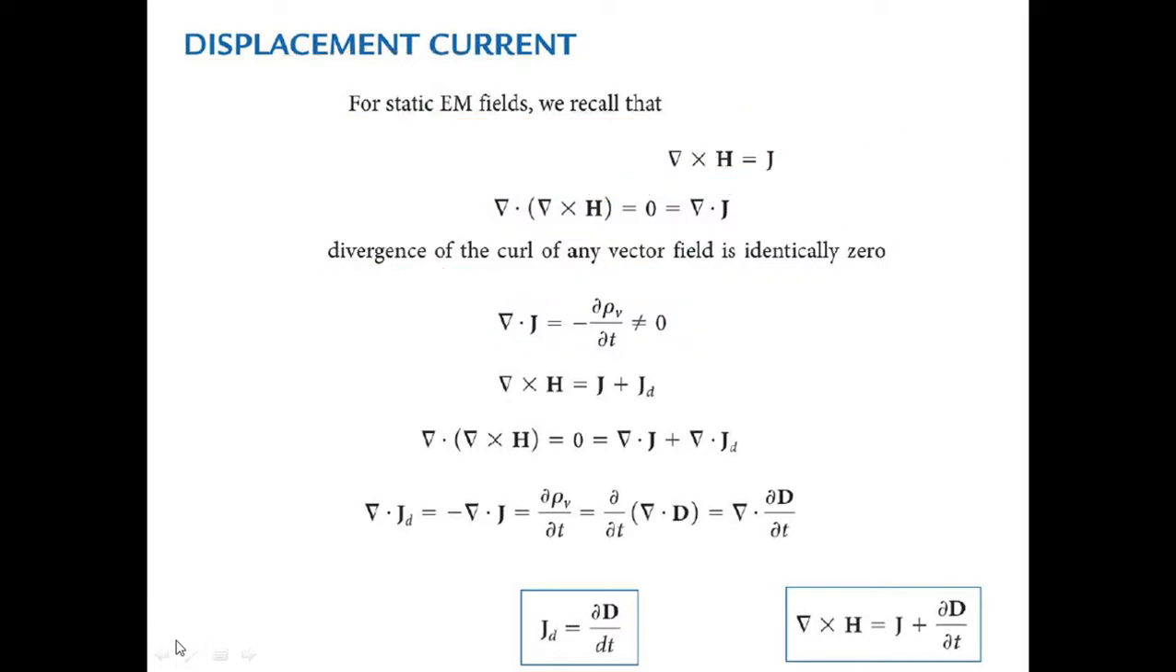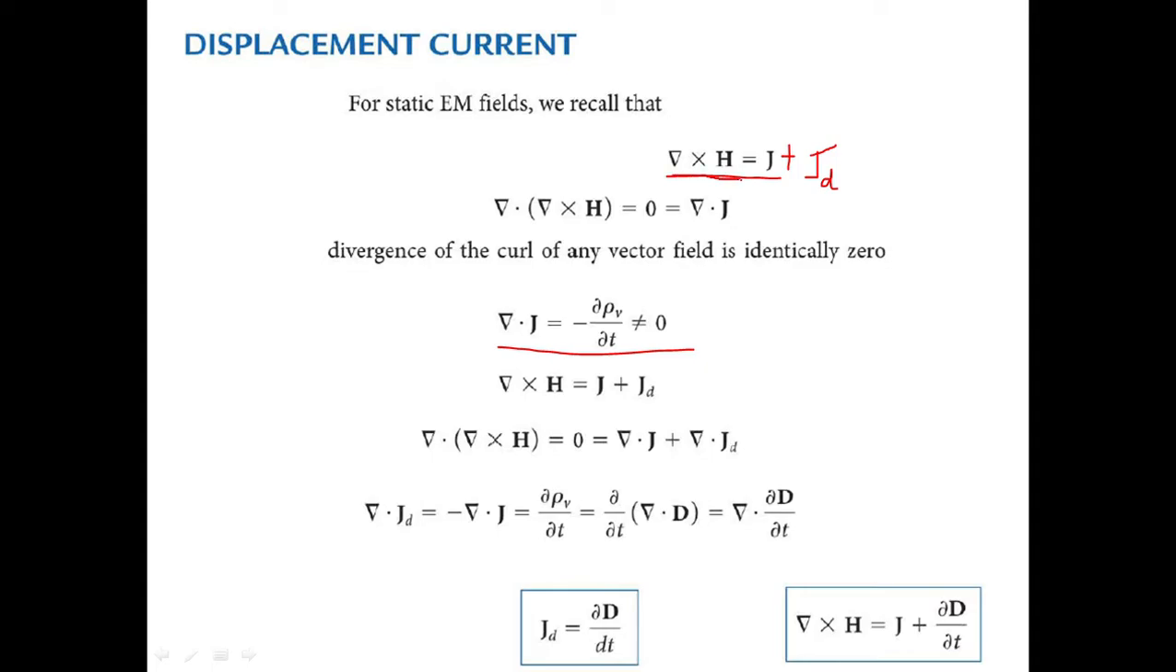So I'll tell you once more, that is from Ampere circuital law we have curl of H vector is equal to J, but when you take divergence on both the sides, we get divergence of curl of H vector is equal to 0, which is nothing but divergence of J vector also is 0. But we have divergence of J vector is equal to minus dou rho v by dou t, which should not be equal to 0. So we'll take one more term here, that is plus JD. We'll see what JD is later.